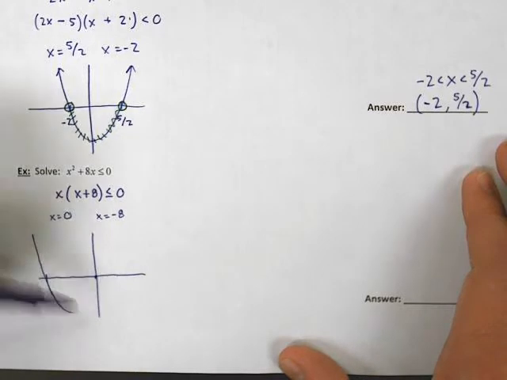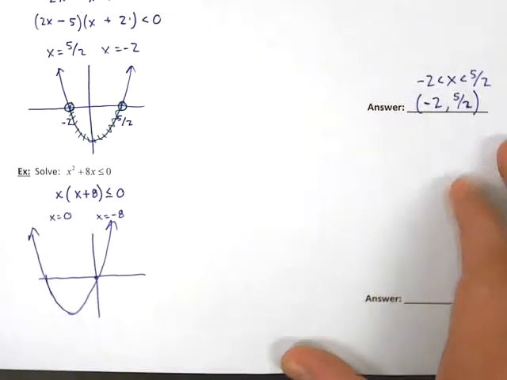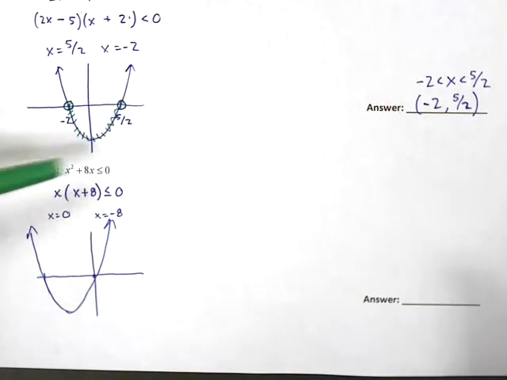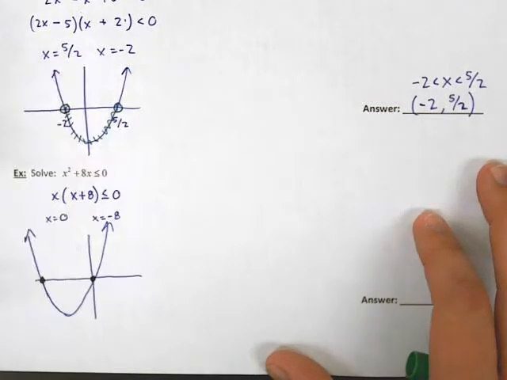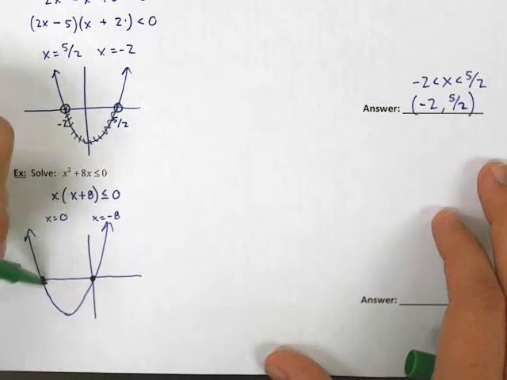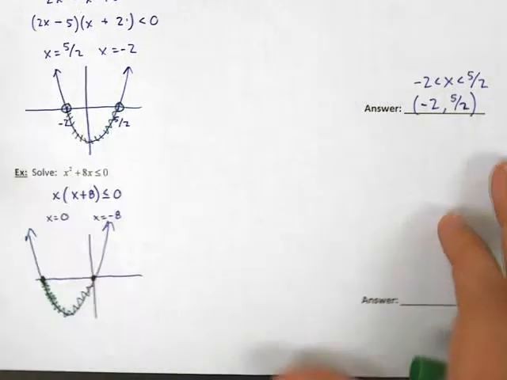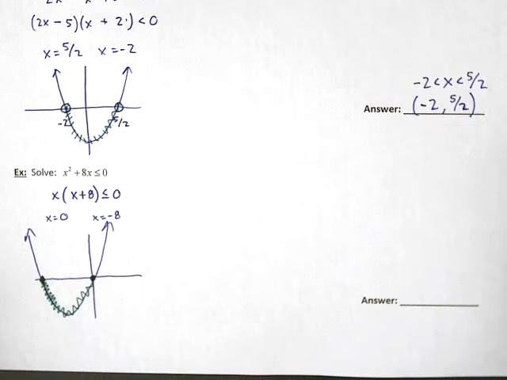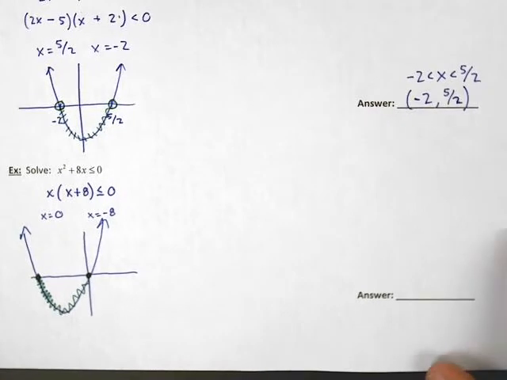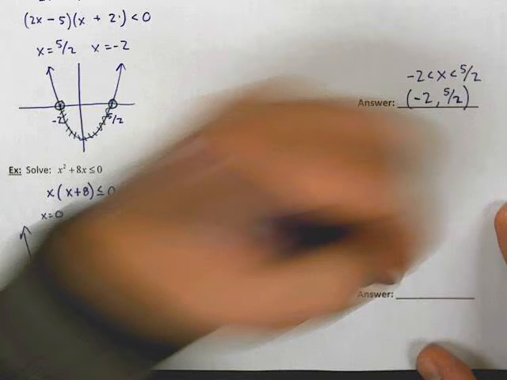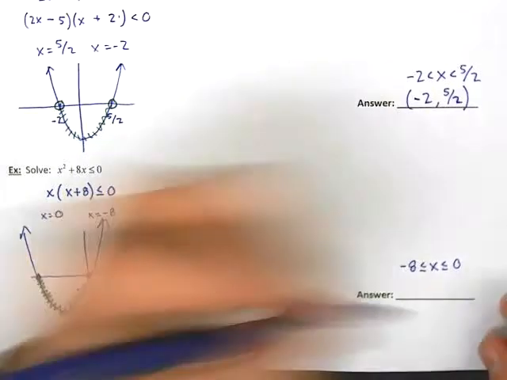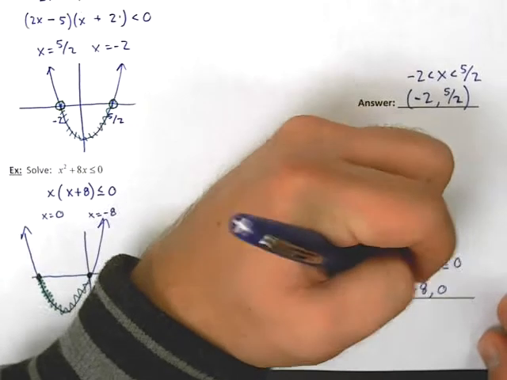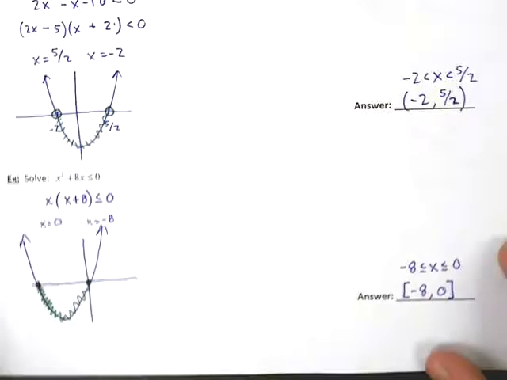So something like that. And now this time, it says that I need to be less than or equal to 0. Well, less than or equal to means that I can be right at -8 and right at 0. But again, I want to be less than. So this area right there. So very similarly to the last one, I would go from -8 to 0. So -8 is less than or equal to x is less than or equal to 0, or [-8, 0], and I'd have to use square brackets, okay?